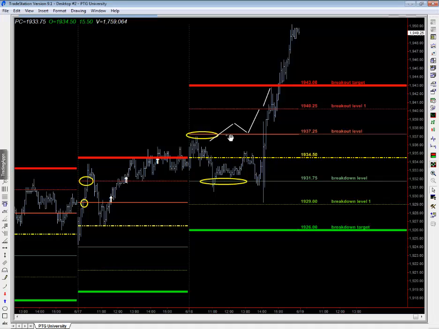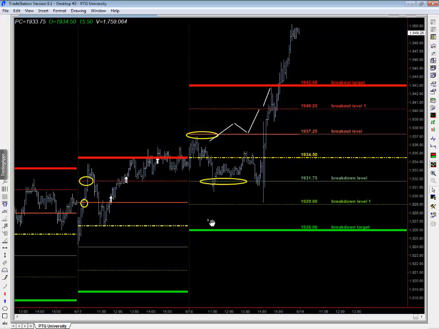If prices break up through the next one, there's a high probability. I believe the handicap is 73% probability that the next level will get hit. And if that level gets penetrated, I think there's a 92% chance. Right, nothing's 100. There's a 92% chance the final breakout target level is going to get hit. So this is another layer that we can use.